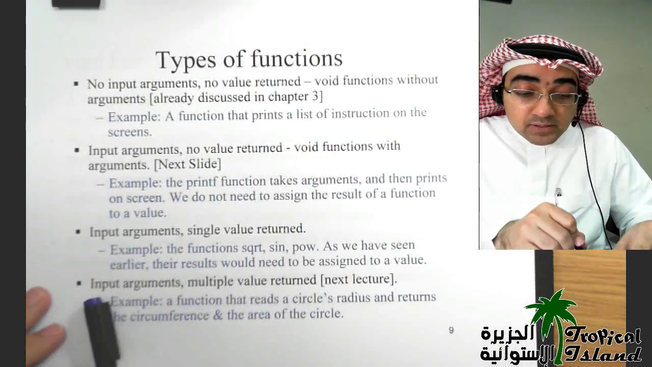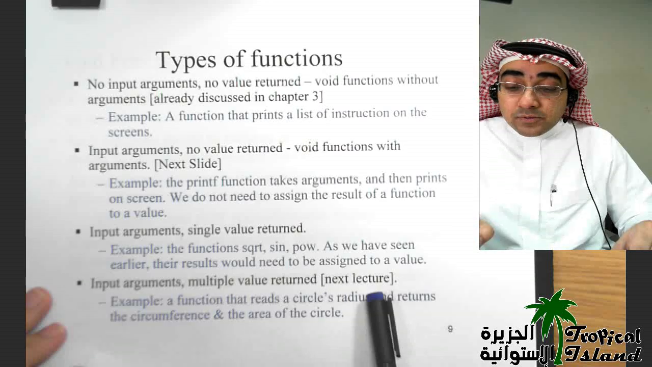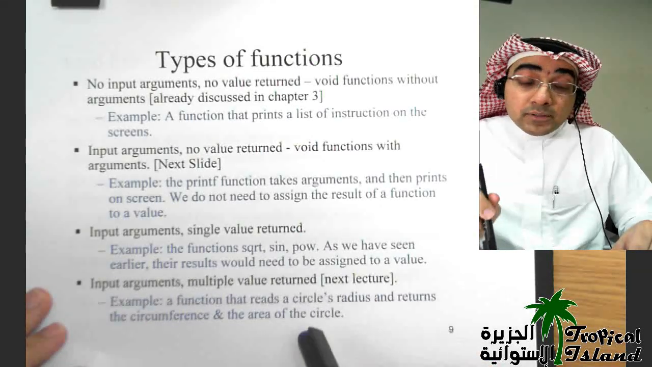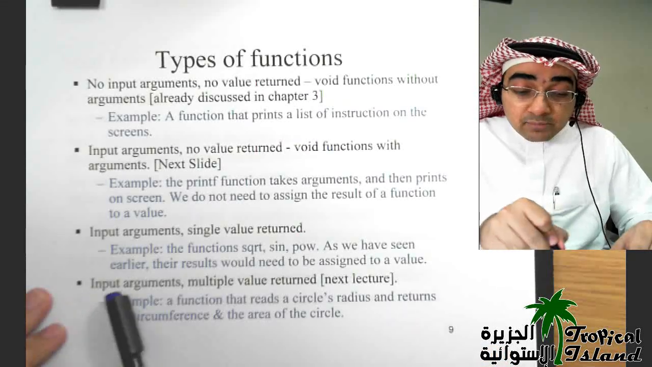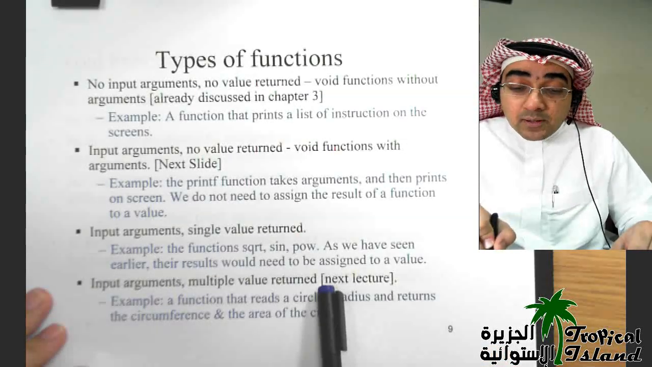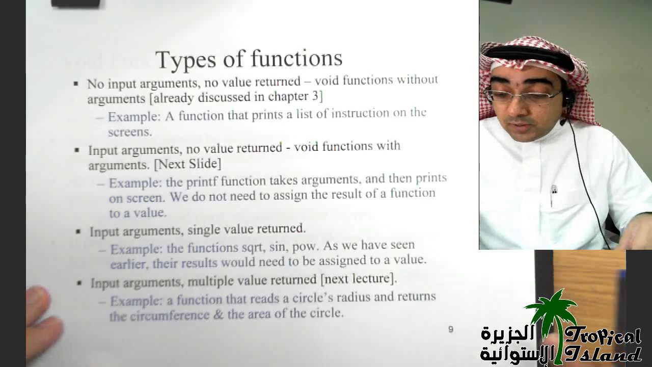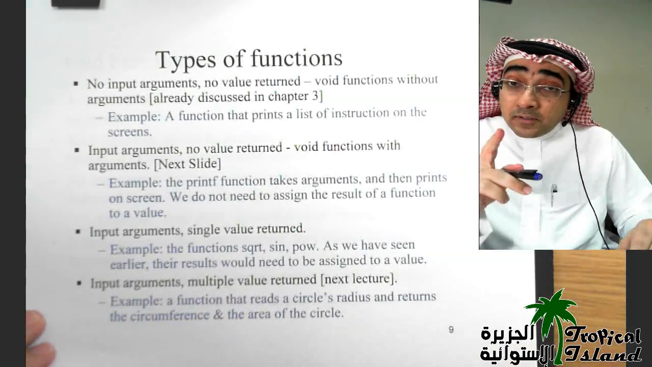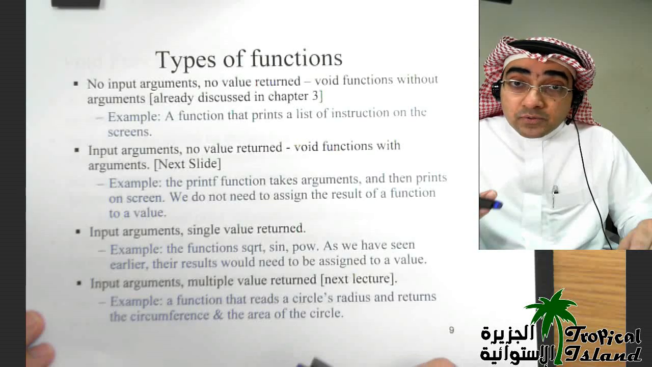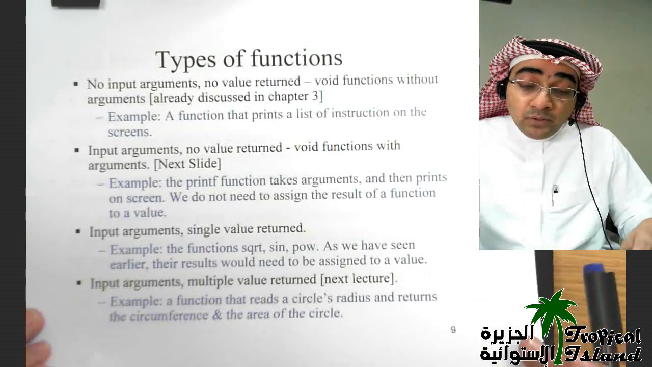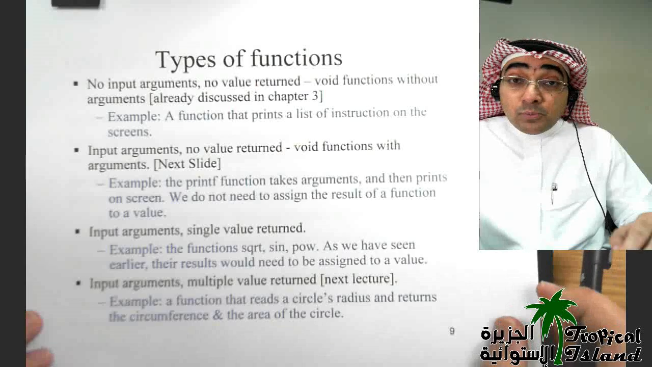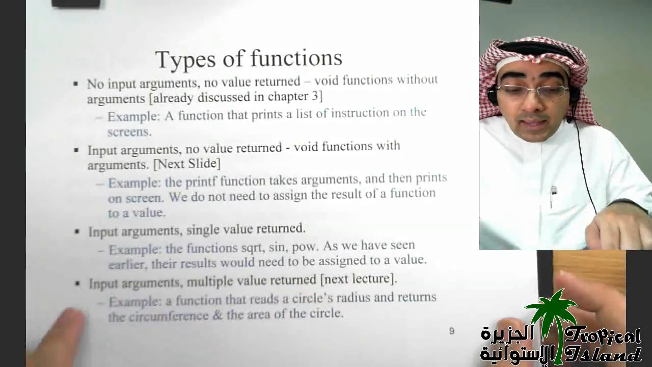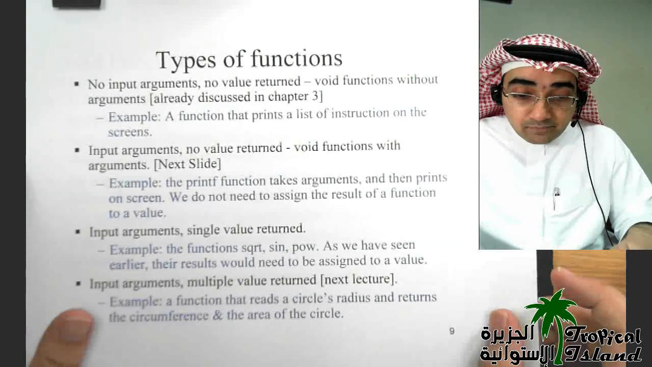The final type of function is input arguments with multiple values returned. We are not going to talk about this in this lecture; we're going to talk about it in the next lecture. So you can have multiple inputs and multiple outputs. An example would be if you wanted a single function to calculate the circumference of a circle and the area and return both to you. For some reason you might want to write that function, and in that case you will have multiple outputs and multiple inputs.